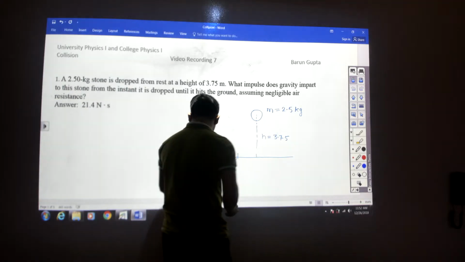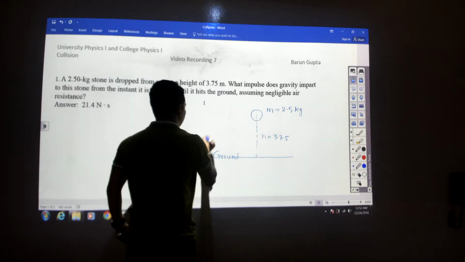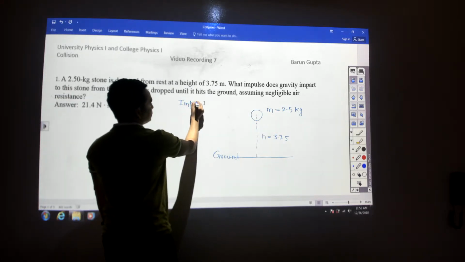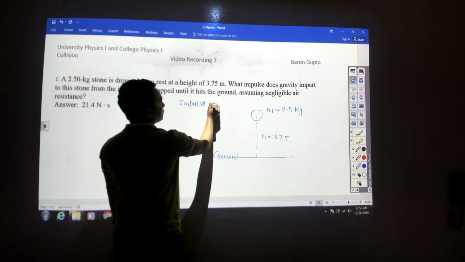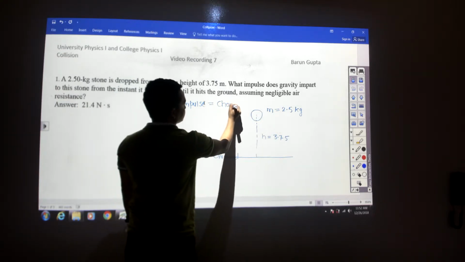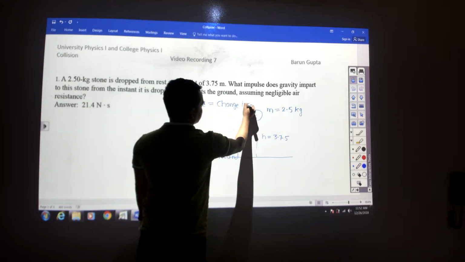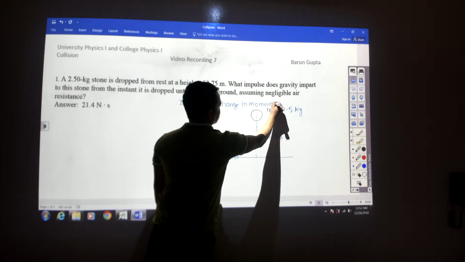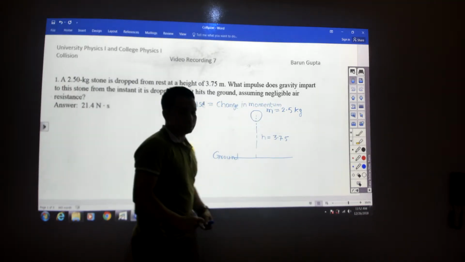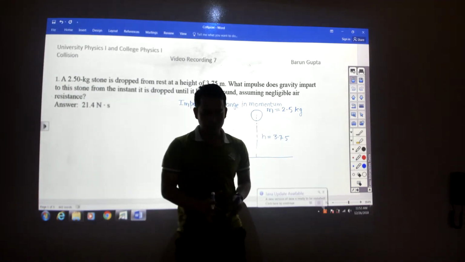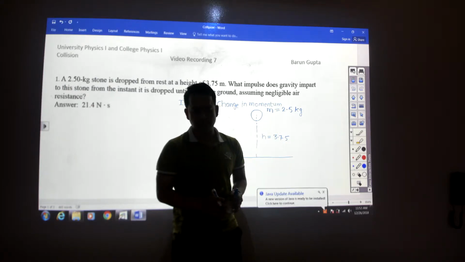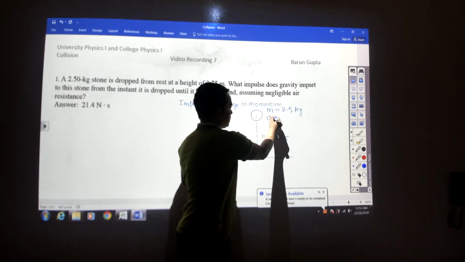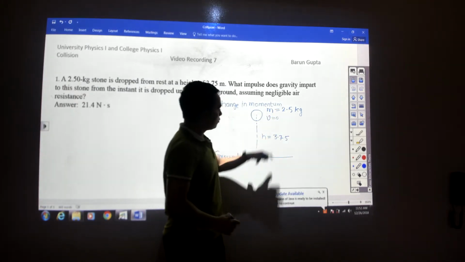So the impulse is basically the change in the momentum. Impulse is equal to change in momentum. In order to calculate momentum, you need to know the mass and the velocity. The velocity at this point is 0 because this object is at rest right at this point.